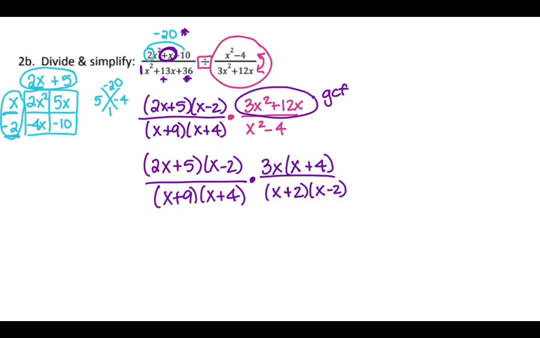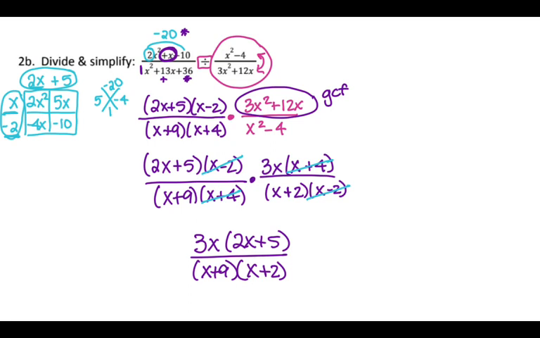Now comes my favorite part of these types of questions, is canceling stuff out. So I can cancel out whatever's the same on top that's also the same on the bottom. So I can cancel out these x minus 2's, I can cancel out x plus 4, and that's it. Whatever you're left over with is going to be your solution. So I have 3x, 2x plus 5, over x plus 9, and x plus 2. And that cannot be simplified any further. So there is my final answer. And that takes care of operations with rational expressions.